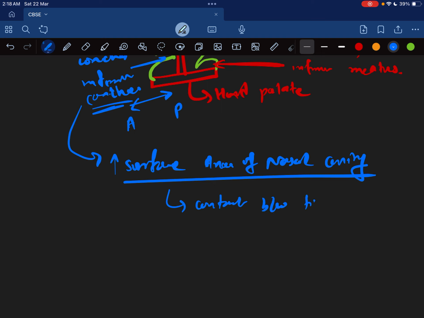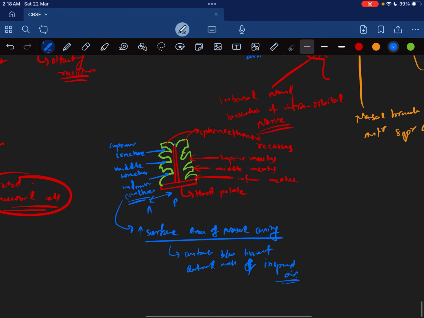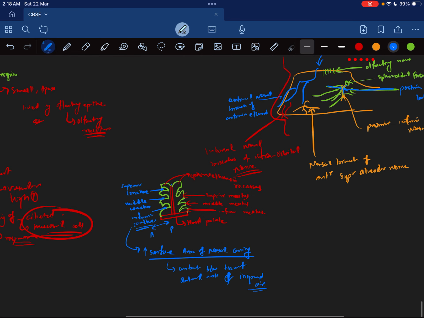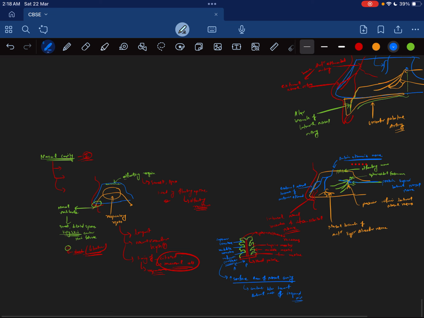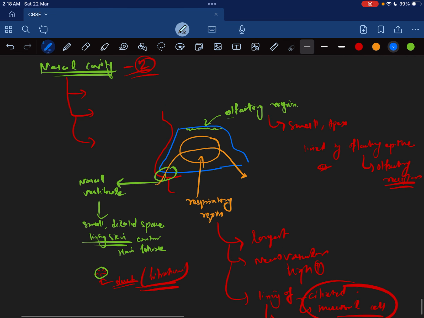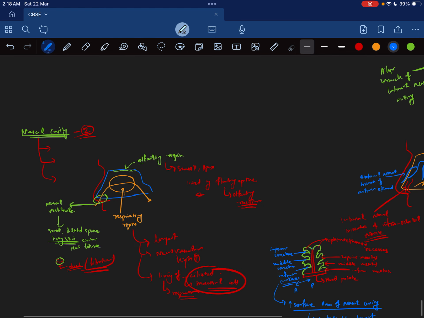This is about the function of the conchae, and it's all about the nose and nasal cavity. In the next lecture we are going to cover some other topics. So this is the end of our nasal cavity.